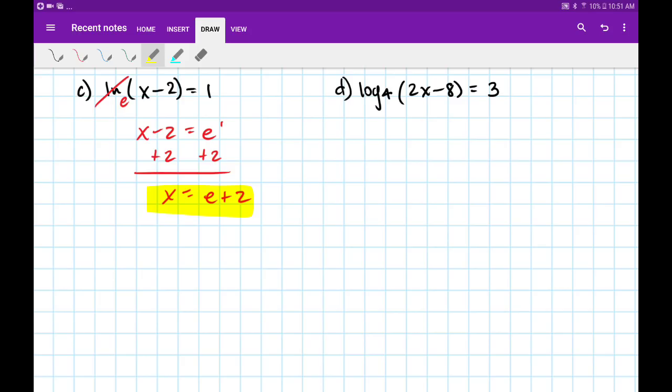All right, last problem. This one has a base that's written in. It's a base 4 logarithm. So to go to exponential form, cross out the log, bring down 2x minus 8 equals 1 second.